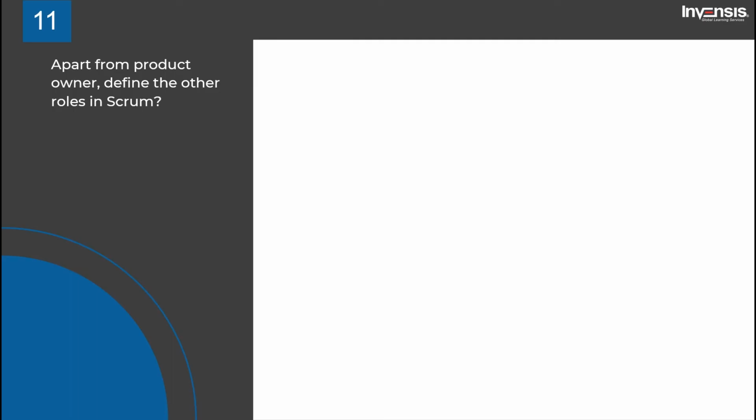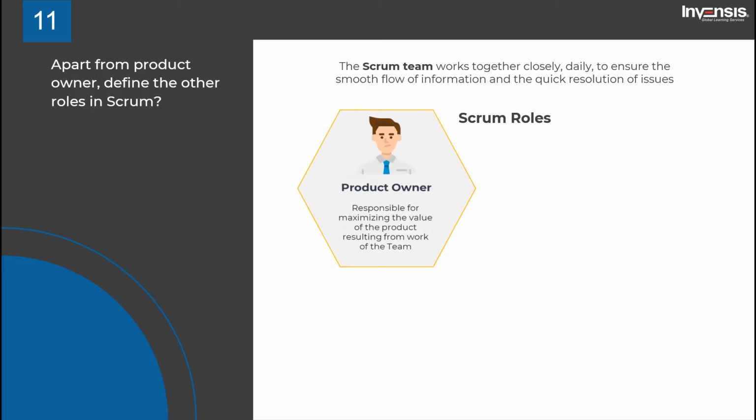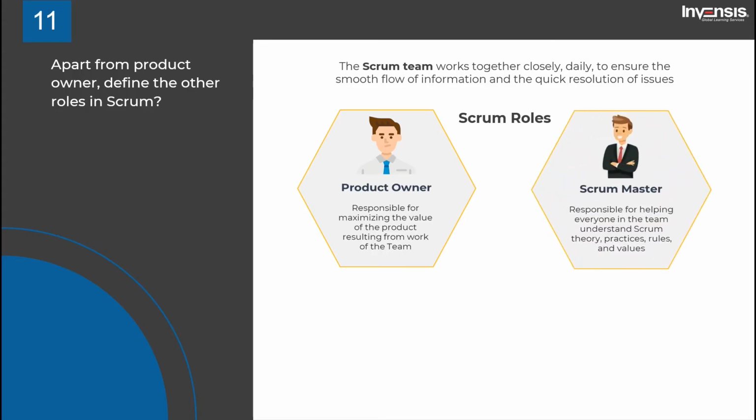Apart from the product owner, define the other roles in Scrum. There are 3 roles defined in the Scrum framework, which are the Scrum Master, the product owner, and the development team. The people who fulfill these roles work together closely, on a daily basis, to ensure the smooth flow of information and the quick resolution of issues. Product owner. The product owner defines what the product will look like and what features it should contain. He or she keeps track of the project's stakeholders' expectations, defines and gathers the required tools and resources that the Scrum team needs.